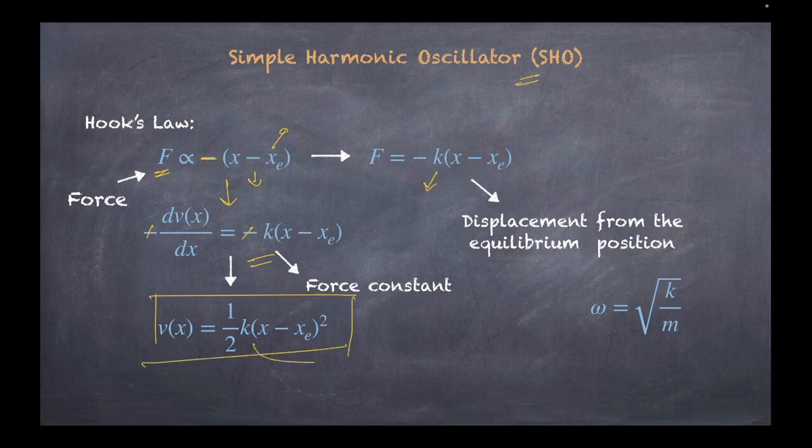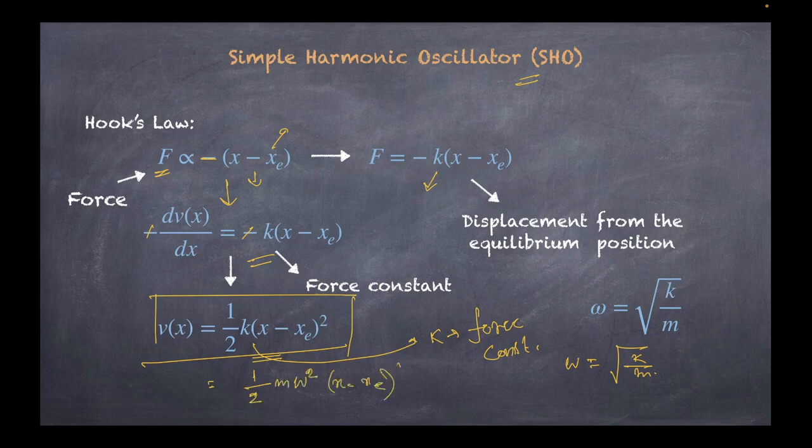Now in this equation, k is the force constant, and xc is the equilibrium position, as I told, and we know the angular frequency omega is root over of k over m, where m is the mass of the oscillator. So the potential energy, another way of representing this, is half of m omega square (x minus xc) square.